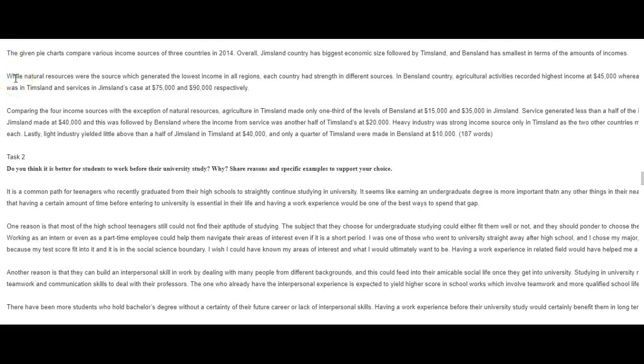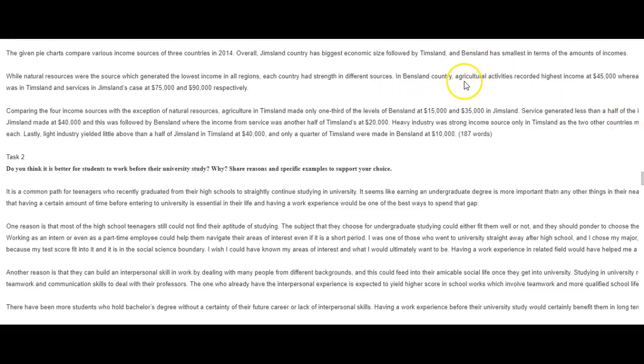While natural resources were the source which generated the lowest income in all regions, each country had strength in different sources. In Bensland, you don't have to say the country because we don't say that for our own countries. We don't say in England country, in Korea country, in, I don't know, Italy country. So just say in Bensland. So in Bensland, agricultural activities recorded the highest income at 45,000, whereas, again, is there a word missing here? Here we go. Heavy industry was in Timsland and services in Jimsland case at 75,000 and 90,000 respectively. Okay, that's kind of awkward again.